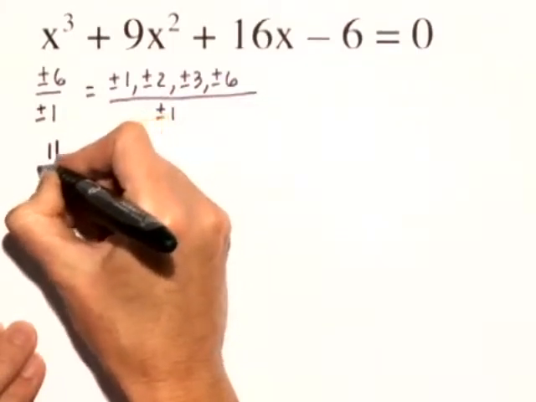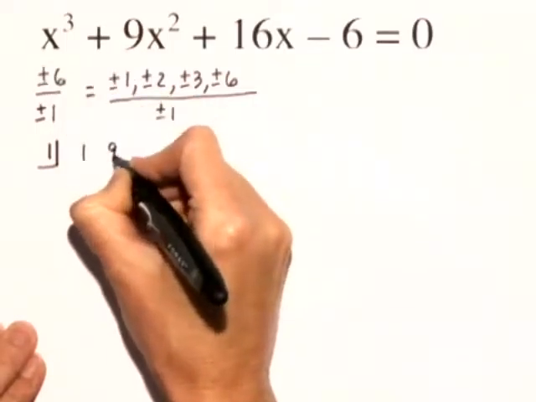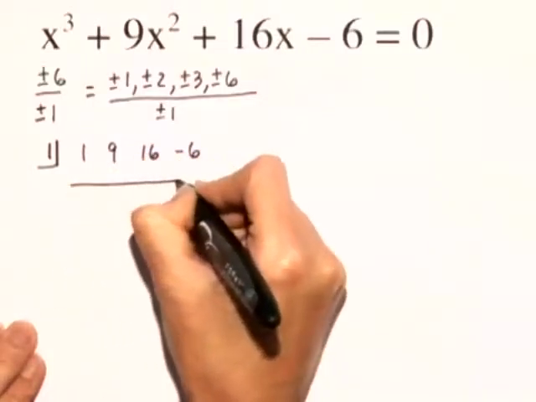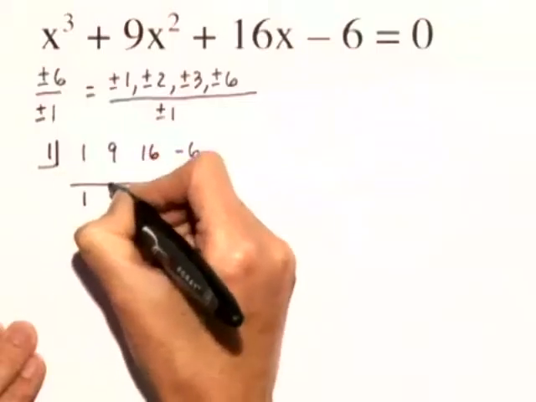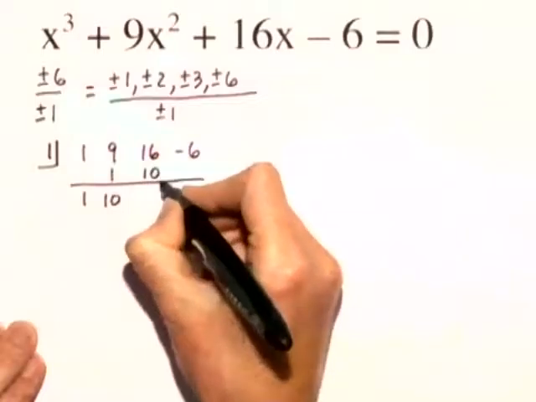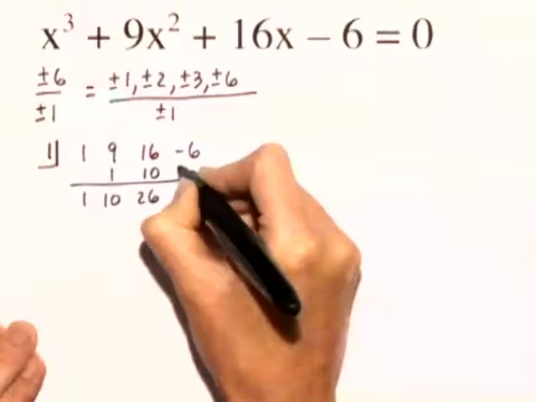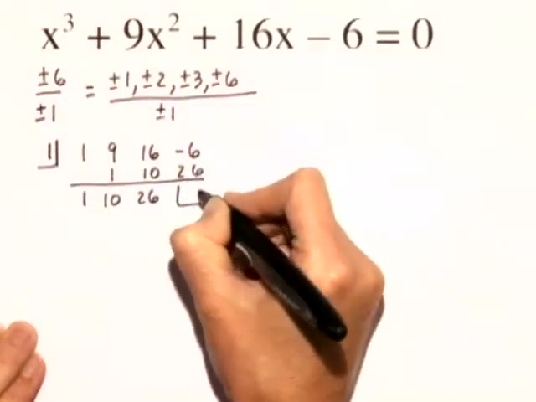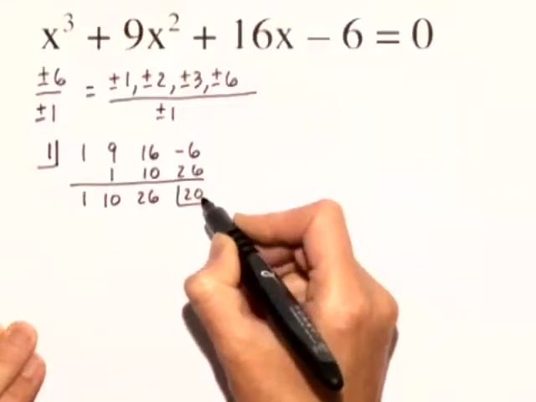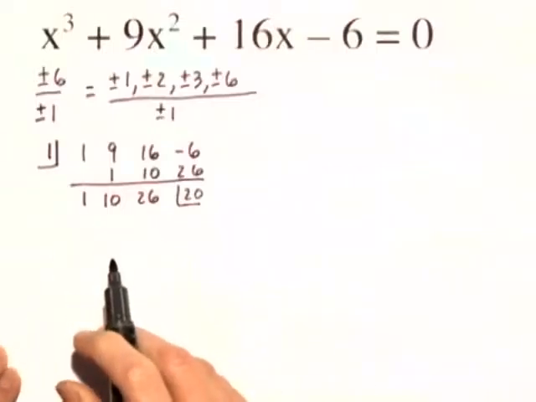Starting with 1, I'll put my coefficients down. I have 1, 9, 16, negative 6. Bring down the 1. 1 times 1 is 1. 9 plus 1 is 10. 1 times 10 is 10. 16 plus 10 is 26. 1 times 26 is 26. Negative 6 plus 26 is a remainder of 20. So this is not a 0. Only when I get a remainder of 0 is the value I chose a 0.